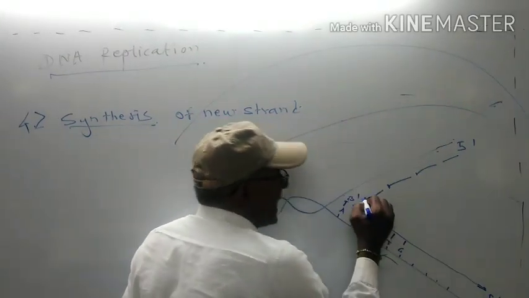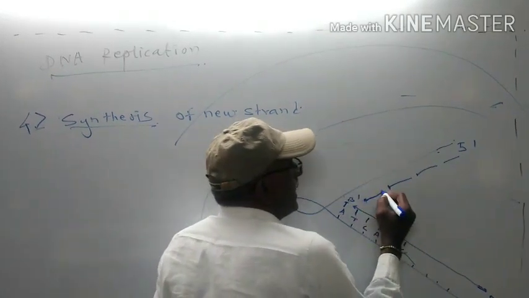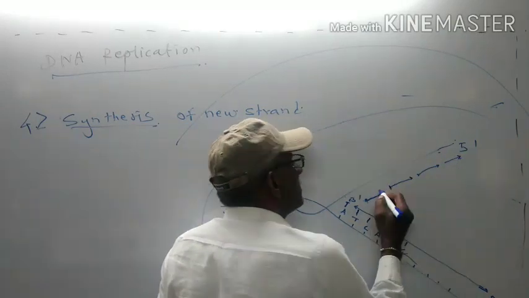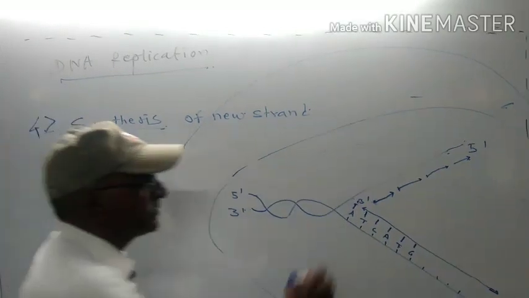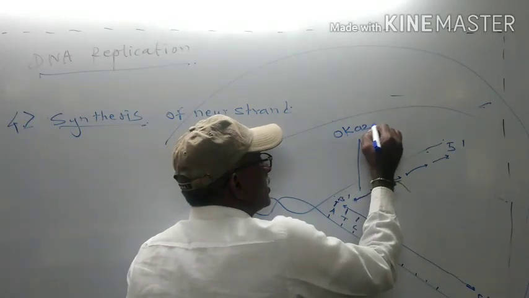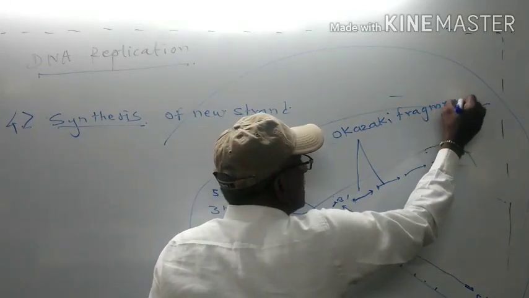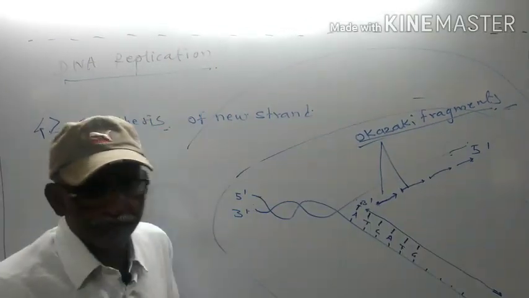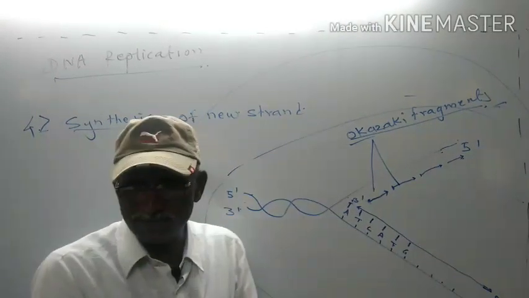So this 3' end directs the synthesis here, and a fragmented form of DNA is formed. Fragmented form of DNA. These fragments are called as what? Okazaki fragments. Okazaki fragments. And the name given to this fragment is after the scientist Okazaki. So these are the Okazaki fragments.